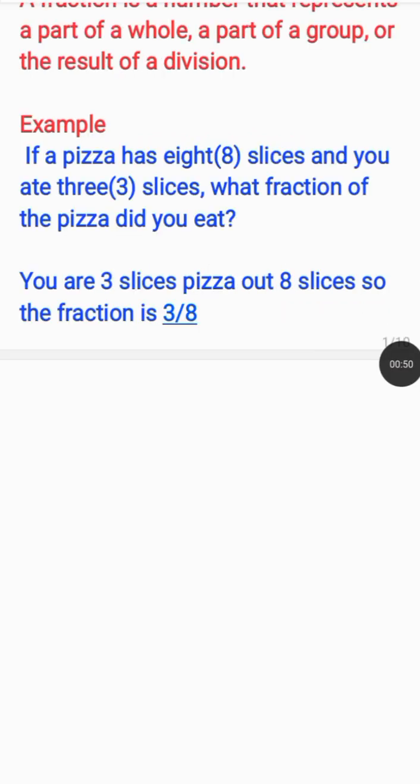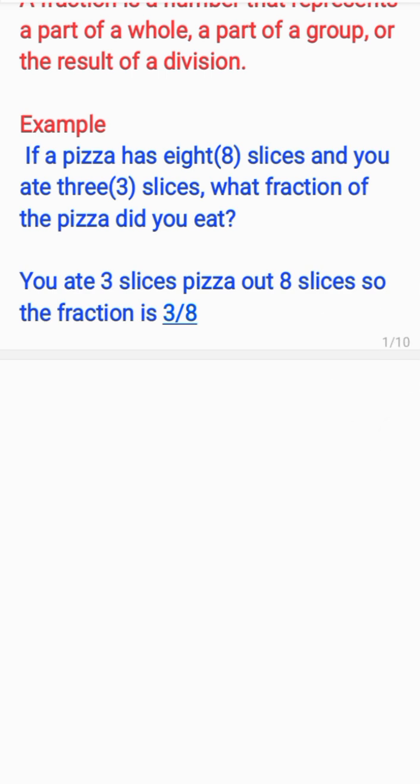For example, if a pizza has 8 slices and you ate 3 slices, what fraction of the pizza did you eat? You ate 3 slices of pizza out of the 8 slices of pizza. So the fraction of the pizza you ate is 3 over 8.